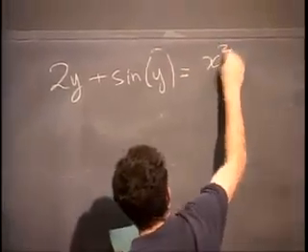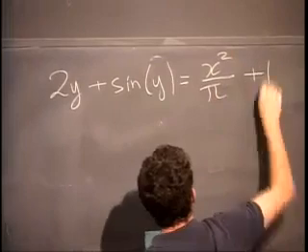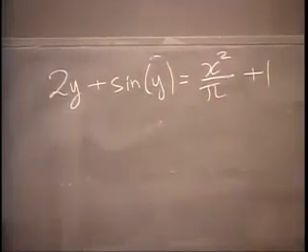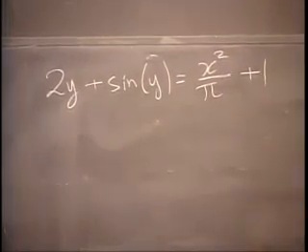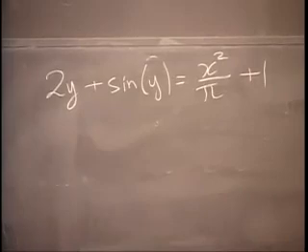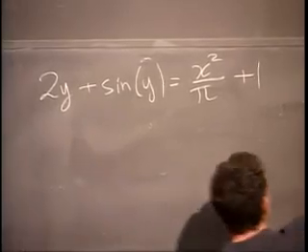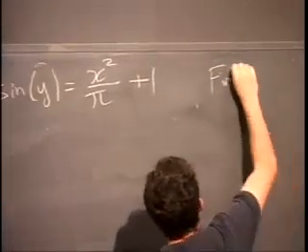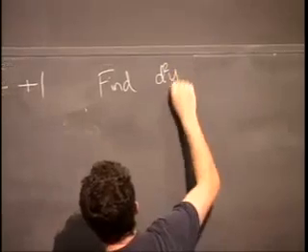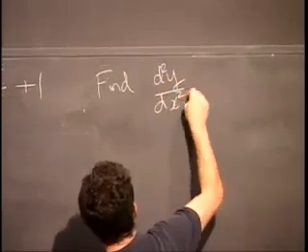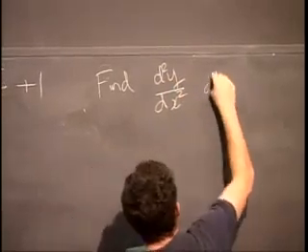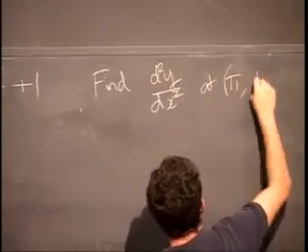Here's another one of these classic, sort of bizarre functions or relations: 2y plus sine y equals x squared over pi plus 1. And the question I want to ask is, find the value of the second derivative, d2y dx squared, at the point pi over 2.